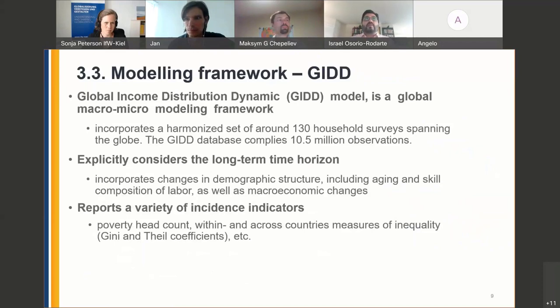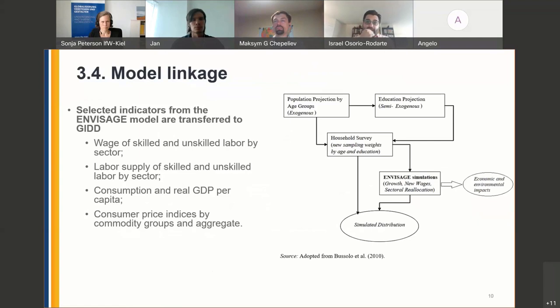In the GIDD model, the microsimulation model, we are putting together household surveys from 130 countries. This database has 10.5 million observations in total. The household surveys are recalibrated, or reweighted, to account for changes in demographic structure that are linked to the CGE model. At the end, we have a new household survey that can help us draw the typical measures of poverty and inequality: the poverty headcount ratio, and different measures like the Gini and Theil coefficients, et cetera.